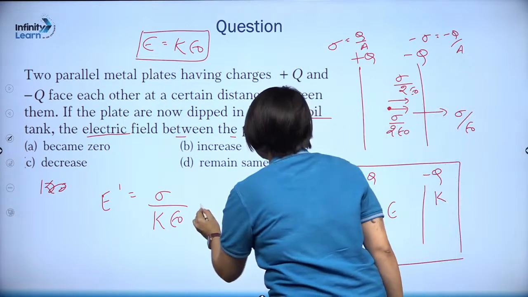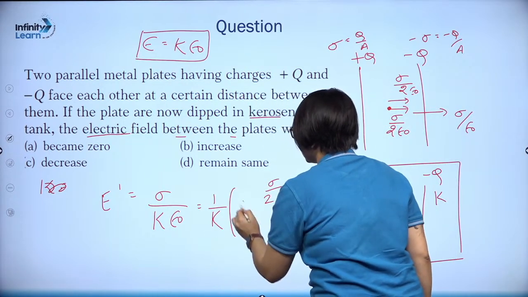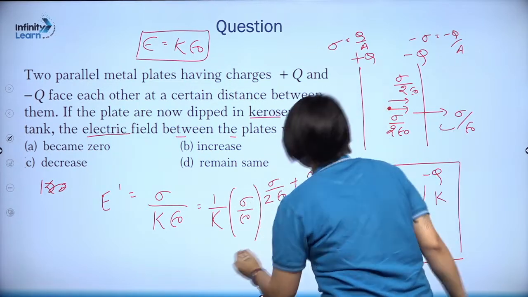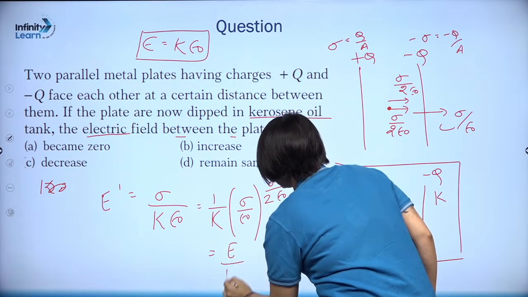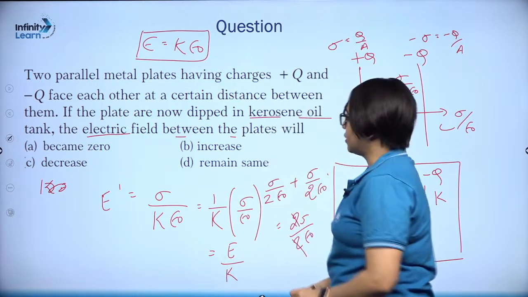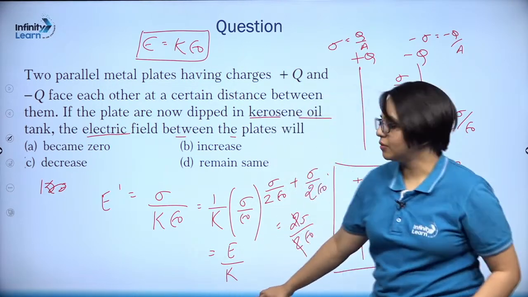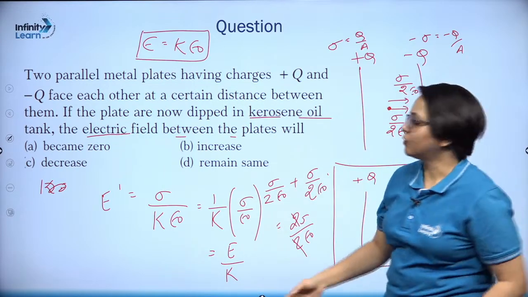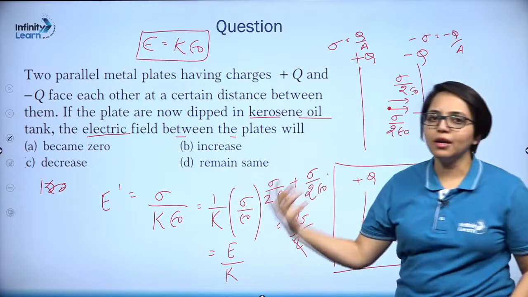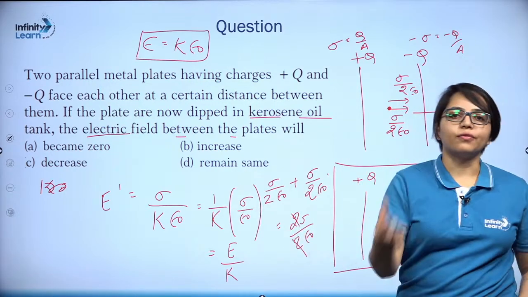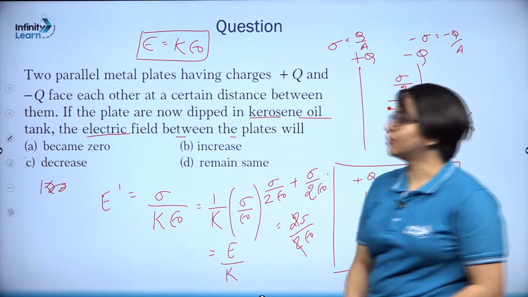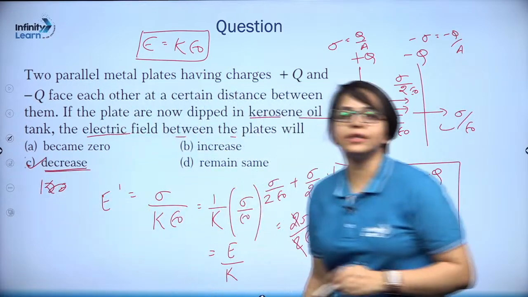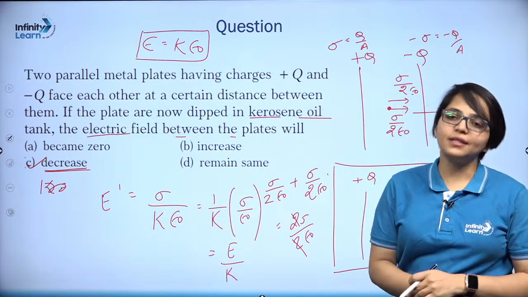So over here it is 1 upon K times sigma upon epsilon naught, where sigma upon epsilon naught is the old electric field, so it is E times 1 upon K. So you can see that in the denominator we are getting K, and K value is greater than 1, right? So if the denominator is increasing, it is more than 1, then the overall value of electric field will decrease, right? So the correct answer is option C. I hope it is clear. Alright, option C is correct.